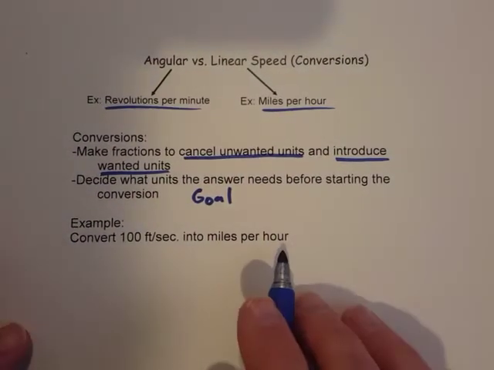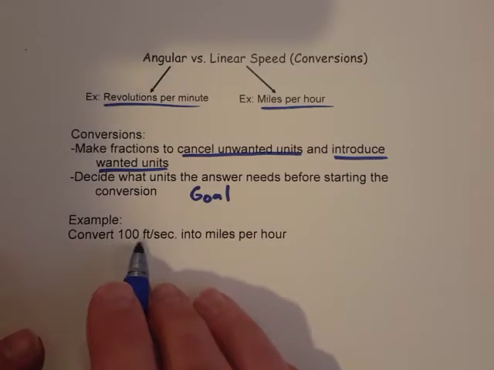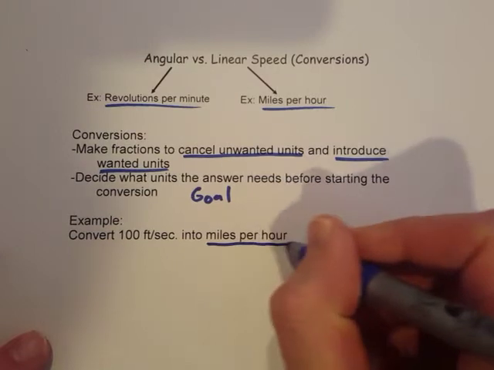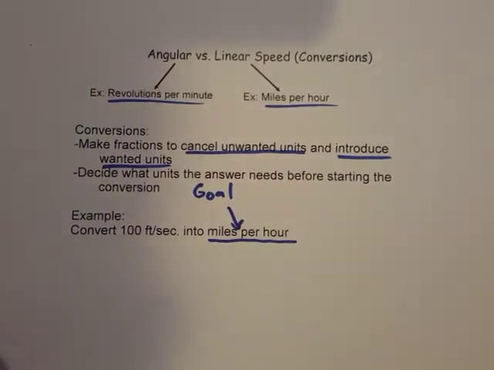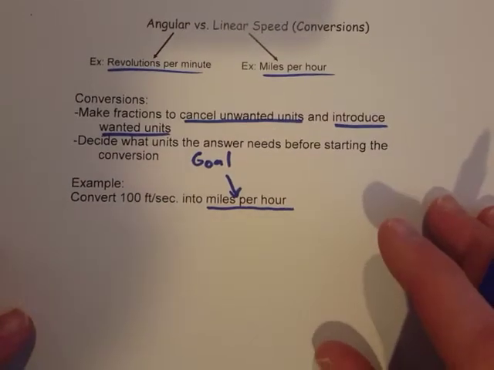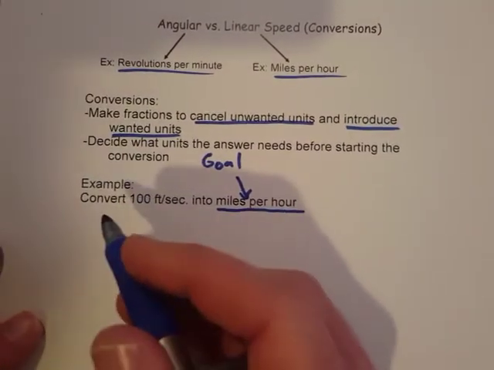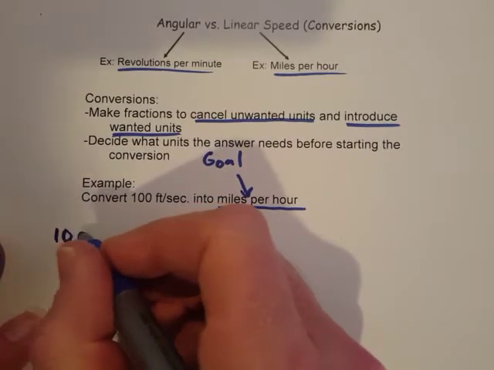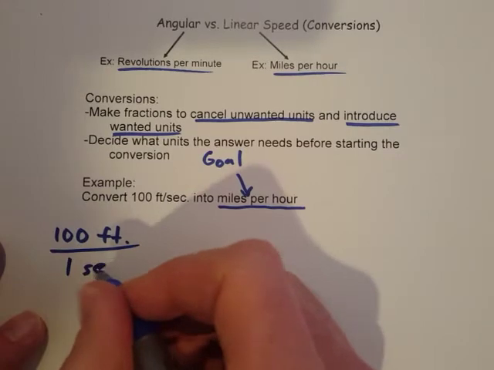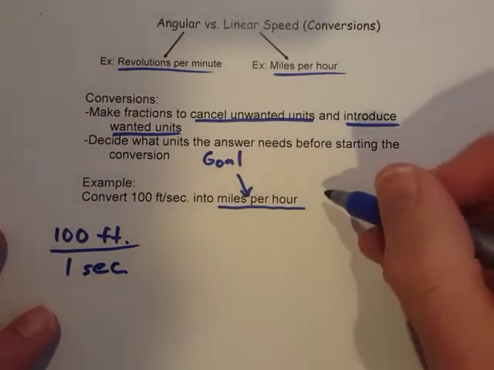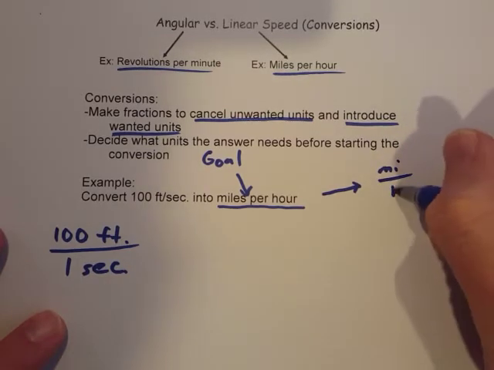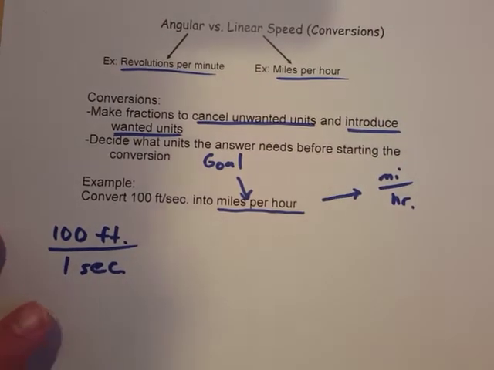So here's an example of what I mean by that. It says convert 100 feet per second into miles per hour. Our goal is going to be the miles per hour. We start with the 100 feet per second. We're going to express that as a fraction. So here's what I would suggest that you do, is that you write it as 100 feet divided by 1 second. Our goal, miles per hour, means miles divided by hours. So we want to get miles on the top, hours on the bottom.